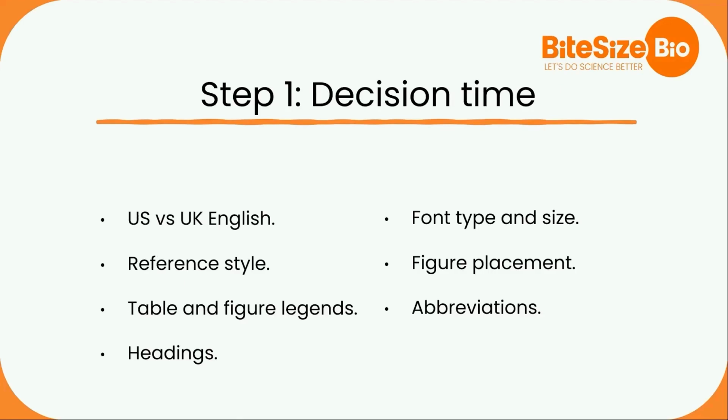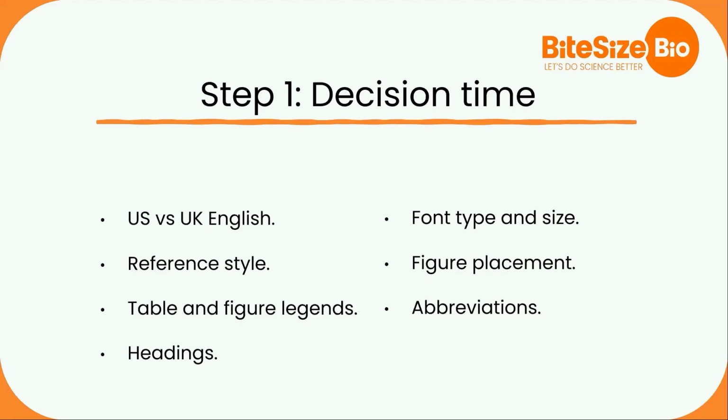Step 1, decision time. One of the first steps to achieve consistency is to make informed decisions about various aspects of your writing and formatting. This includes choosing British versus American English, reference styles, tables and figure legend formats, heading styles, font, figure placement, and abbreviations. First, choosing between British and American English is essential for maintaining linguistic consistency throughout your paper.